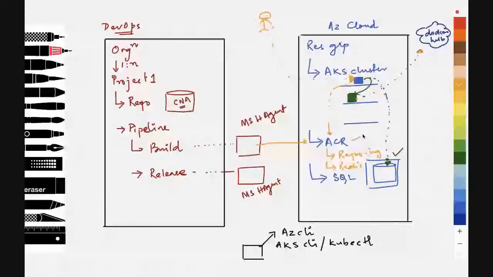When AKS goes and talks to your Azure Container Registry to pull the image, it will have to authenticate. ACR will just not give away the image to anyone else, right? So we will have to authenticate.